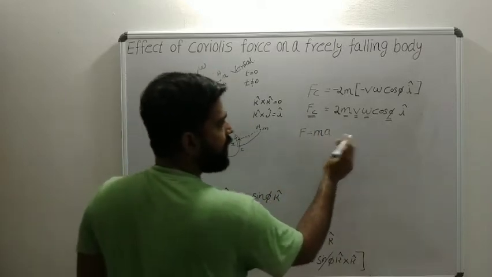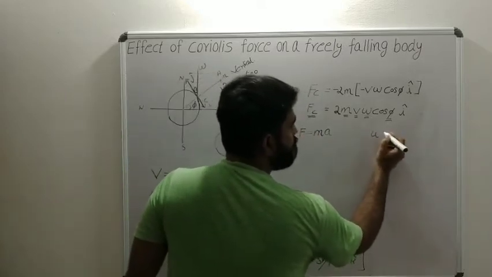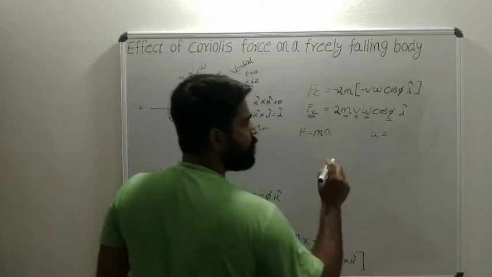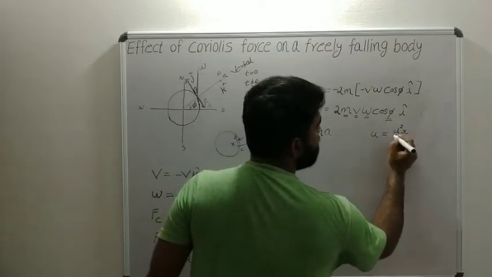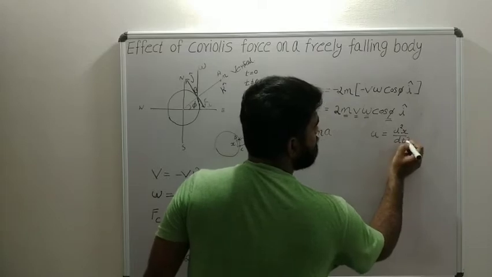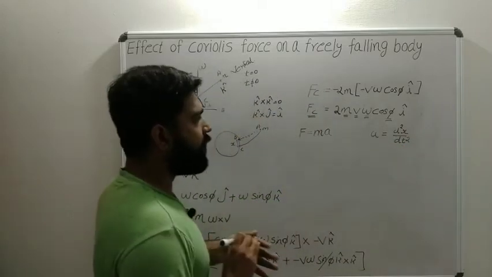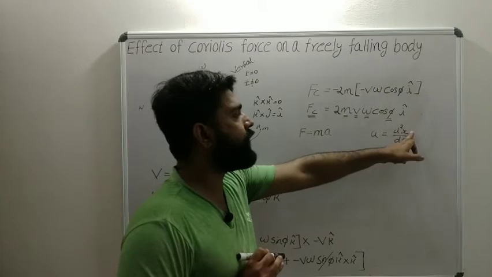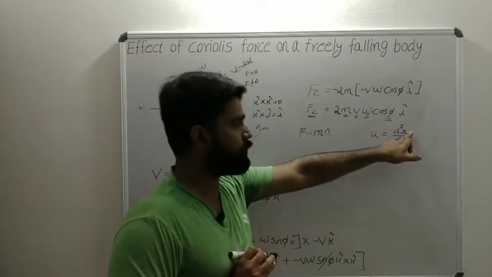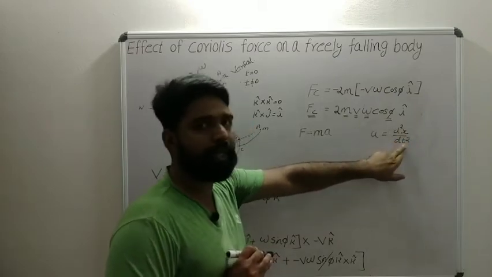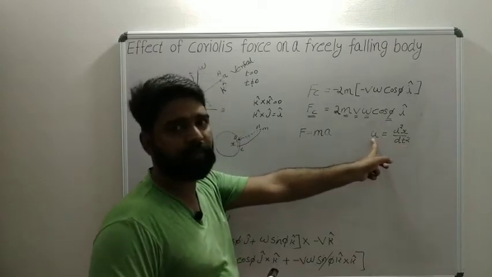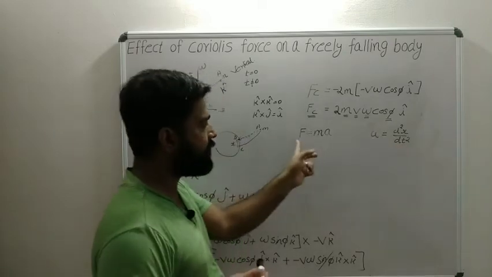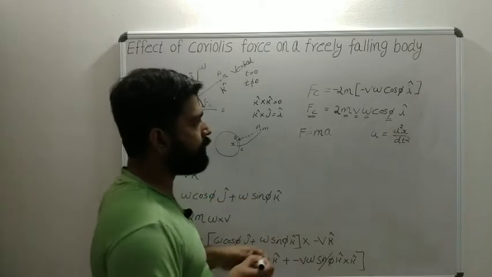What is A? The acceleration of the object. What is acceleration of the object? d square x by dt square. Means if we differentiate the value of displacement with respect to time twice, then we get the value of acceleration, right? Then according to Newton, F is equal to ma.